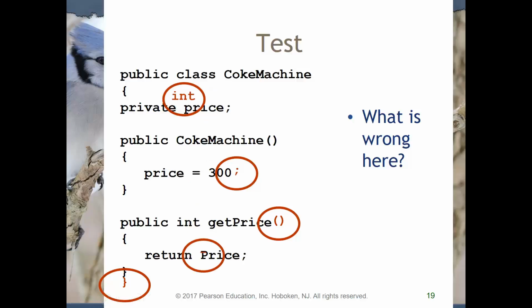Then the final one, return capital P Price. Capital P would have been the class if it existed, and there is no class named Price, so that would have been a compiler error. It should have been a lowercase p. Java is case sensitive.